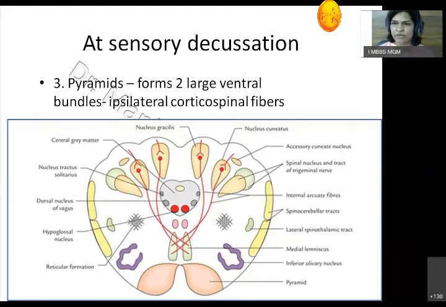And in the upper part of the medulla there is no decussation. That means the pyramidal tract is before decussation. You have to remember, from the cerebrum, whenever the fibers come, they are going to cross. So the pyramidal tract in the upper medulla is before decussation. That means it is ipsilateral corticospinal fibers.